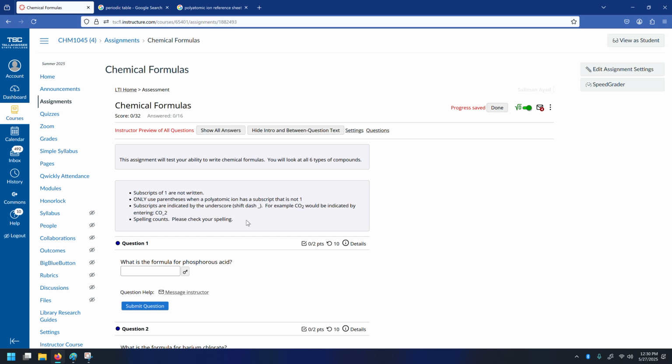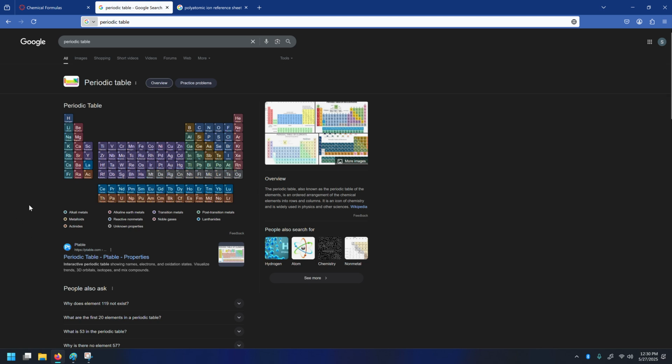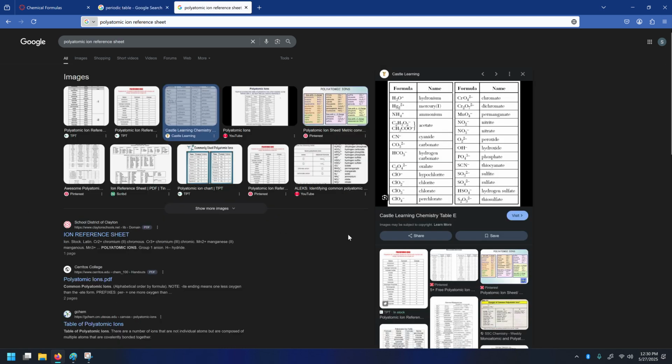Another couple of notes on the syntax for these problems. You want to make sure that you are spelling things correctly. Use the periodic table in order to make sure you're doing this correctly. You'll always have a periodic table available to you on your exams. Please also be using a polyatomic ion reference sheet. I'm also going to make one of these available to you. Now, there's a lot of different reference sheets out there. There's a lot of variability for which elements, which ions are included. The one you get on your exams will probably look different than these, but it will contain all of the information you need.